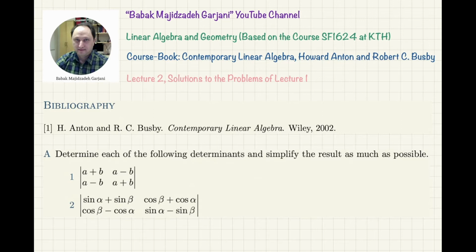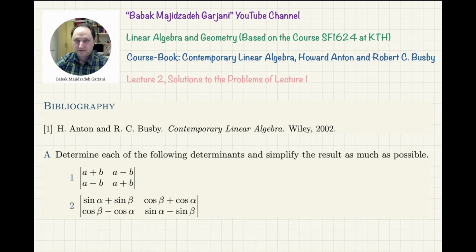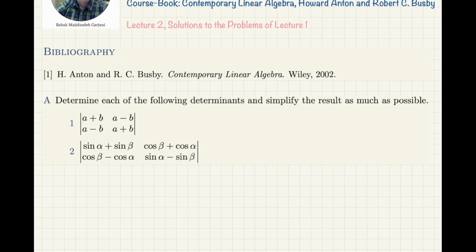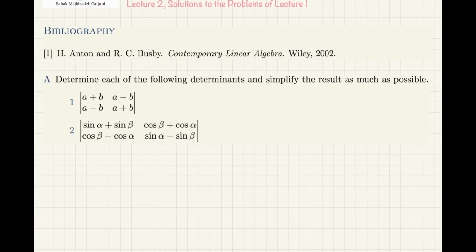Okay, so now let us start solving the problems. The first problem. Determine each of the following determinants and simplify the results as much as possible. All of them are 2 by 2 determinants, so I have to use the definition of a 2 by 2 determinant to calculate these determinants and then finally simplify it.